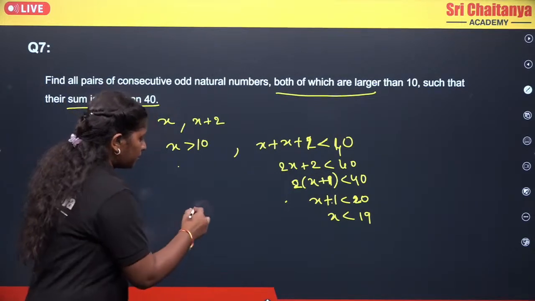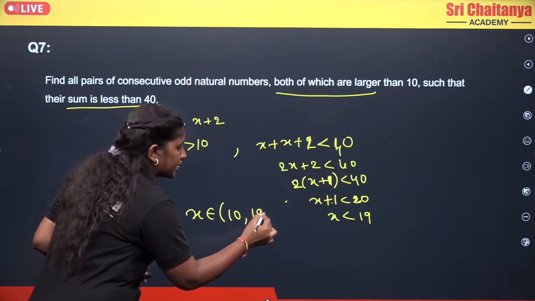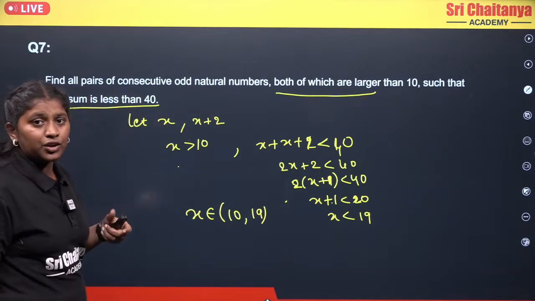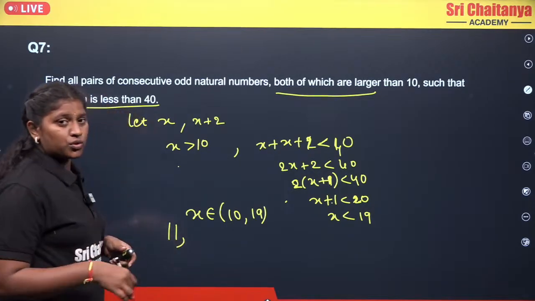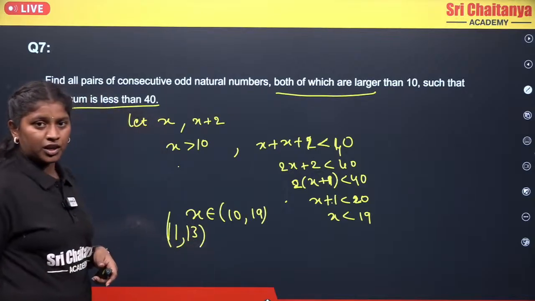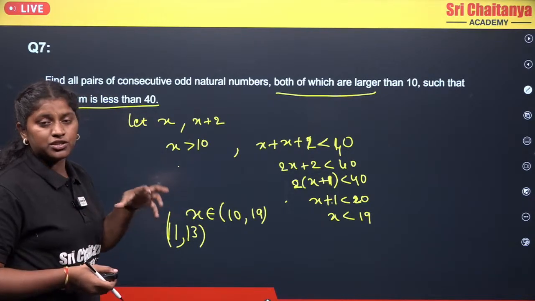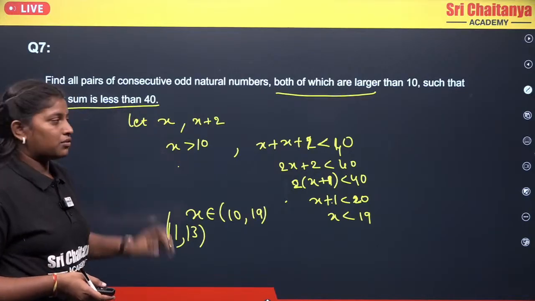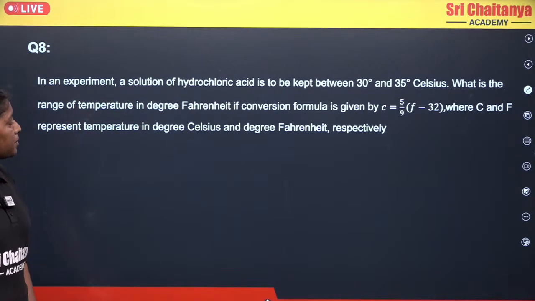So what will be the interval? x belongs to (10, 19). You can start taking your consecutive odd number pairs, say I take 11, so the pair will be 11 and 13, whose sum is 24. Like that we can take the pairs for which we have a sum less than 40.